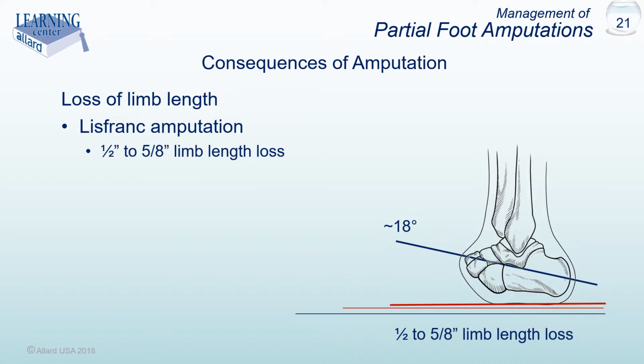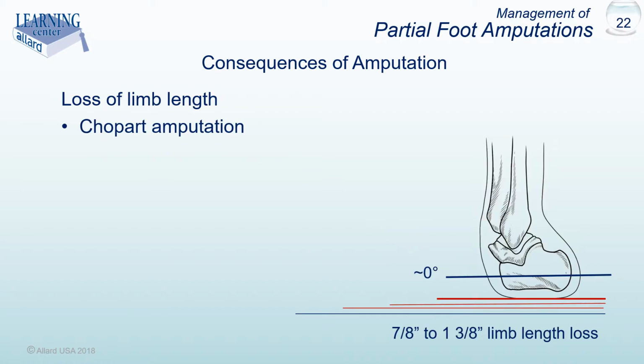At the Lisfranc disarticulation level, there's a small progression towards additional limb length loss. 1/2 of an inch to 5/8 of an inch is relatively predictable at this level, and the progression of a bulbous heel continues.